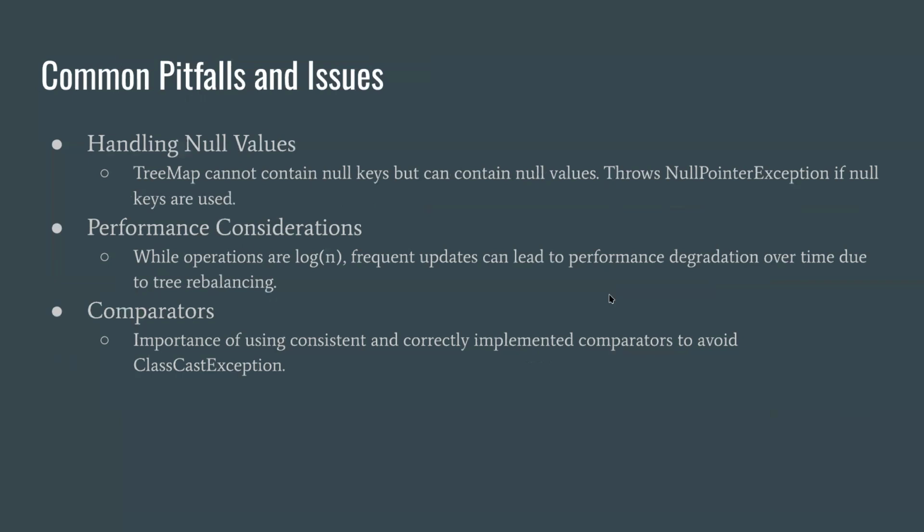Common pitfalls and issues. So we looked at TreeMap. We can see that TreeMap is really powerful, but TreeMap also comes with its quirks. For example, TreeMap cannot have null keys. So if you try to use a null key, TreeMap will throw a null pointer exception. And performance-wise, while TreeMap provides efficient log n operations, the tree balancing can become costly if you need to update the tree frequently.